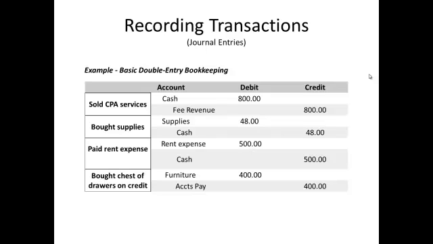Buying supplies. Supplies is an asset. Increase assets with a debit. How did we obtain those supplies? We paid cash. Cash was reduced. Cash as an asset is decreased with a credit. So a credit to cash and a debit to the supply asset account for that transaction. The others are self-explanatory.